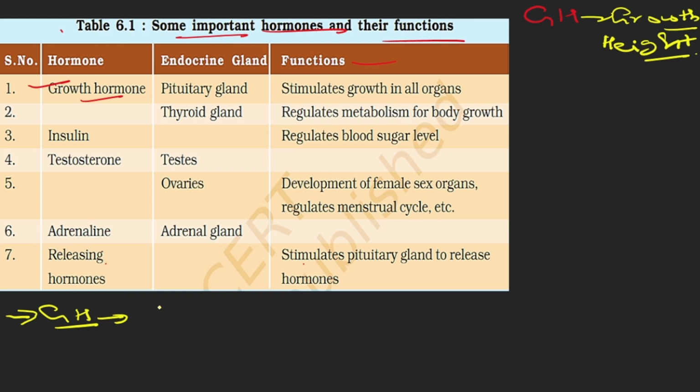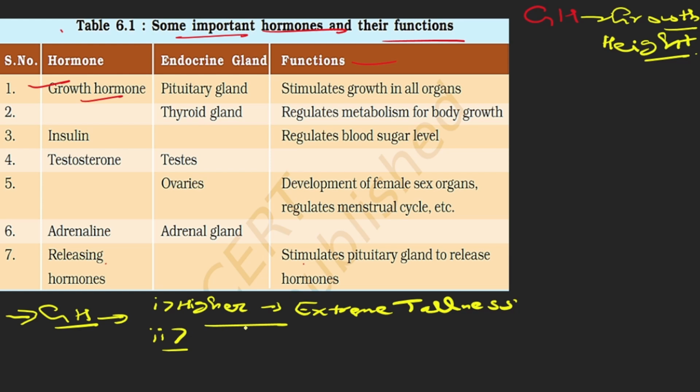If this hormone is secreted in higher amount, this will lead to an extremely tall person. If a person has a higher level of growth hormone in their body, then they will gain extreme height. That person will be extremely tall. We do not need this much height, but this happens only in case of abnormality.